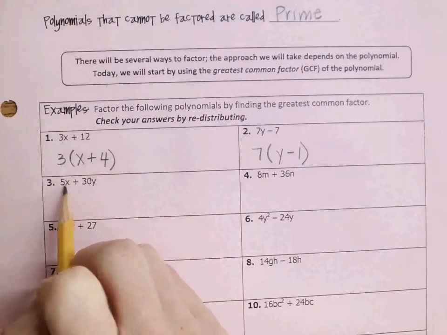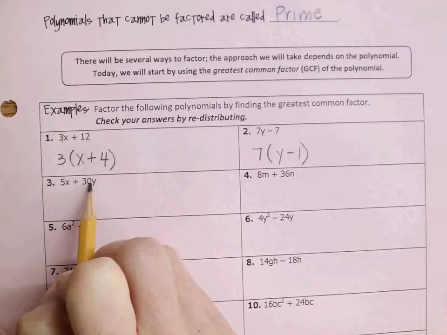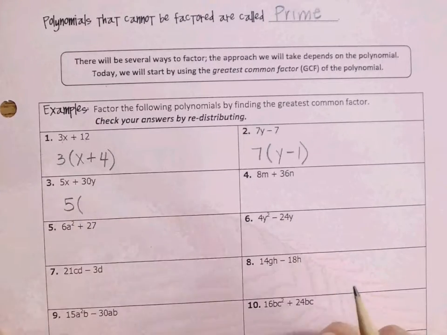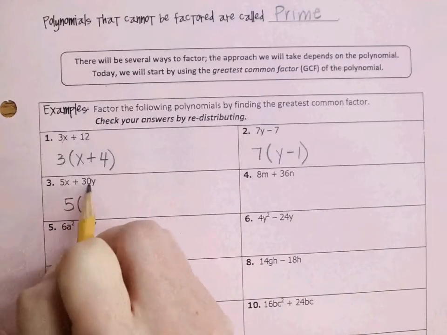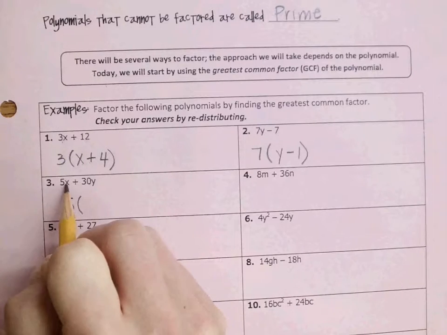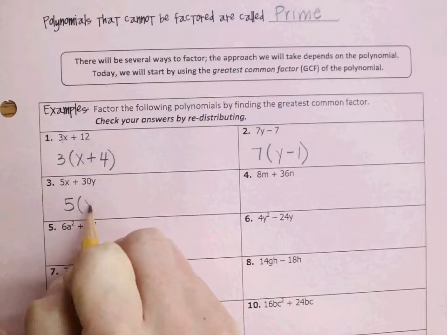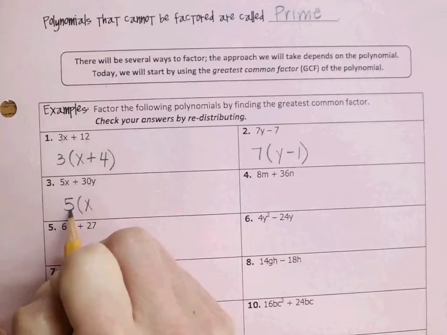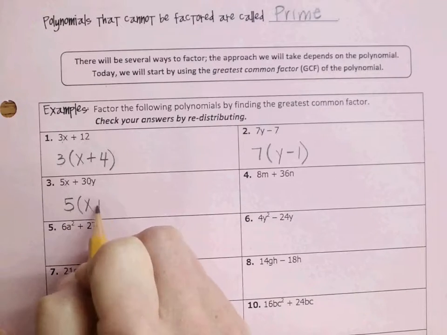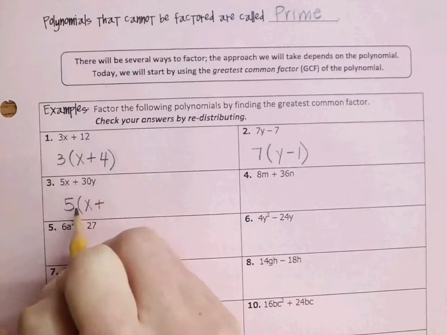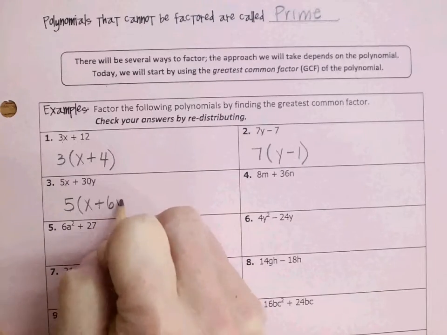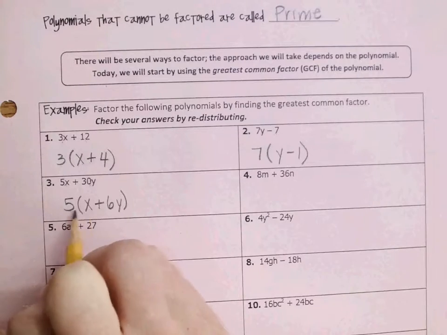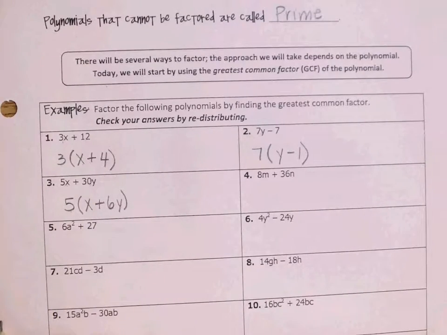Number 3, again, between 5x and 30y. Okay, the GCF is 5. So I write down 5 on the outside of parentheses. Then I take each term and divide by 5. 5x divided by 5, I'm left with x. So the 5s cancel out. Then I do 30y divided by 5. My answer will be positive, so I'll have that plus sign in there. So 30y divided by 5 is 6y. Okay. Do mental math, redistribute. Notice that we come up with the same answer.